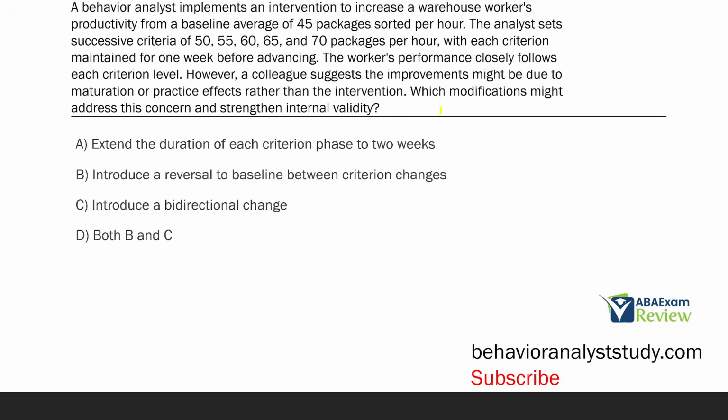A behavior analyst implements an intervention to increase a warehouse worker's productivity from a baseline average of 45 packages sorted per hour. The analyst sets successive criteria of 50, 55, 60, 65, and 70 packages per hour, with each criterion maintained for 1 week before advancing. The worker's performance closely follows each criterion level. However, colleagues suggest the improvements might be due to maturation or practice effects rather than the intervention. Which modifications might address this concern and strengthen internal validity?